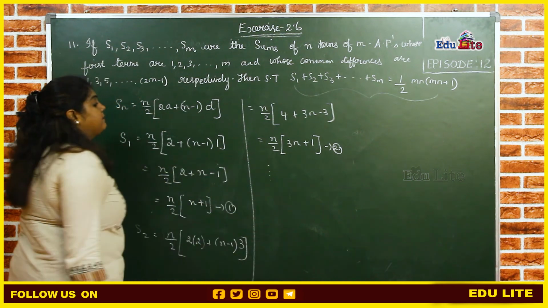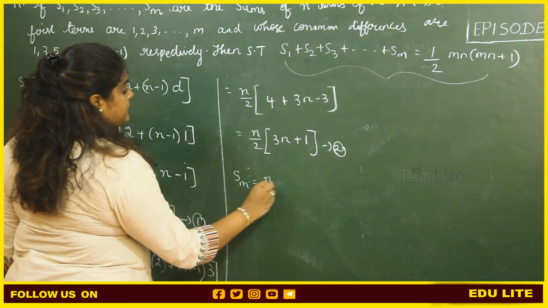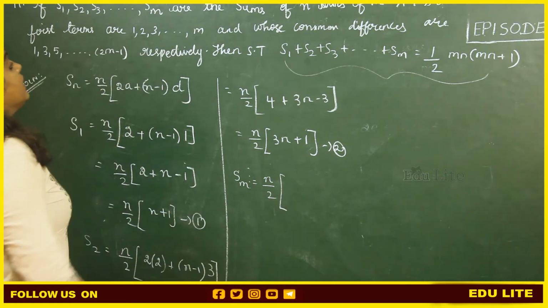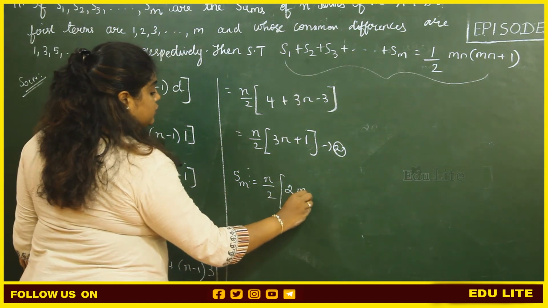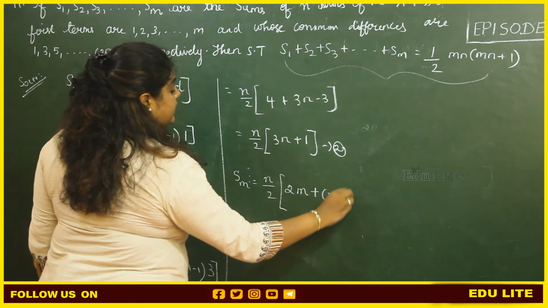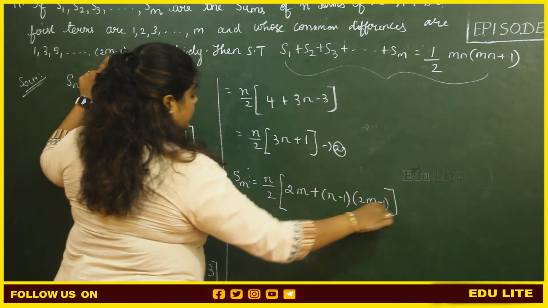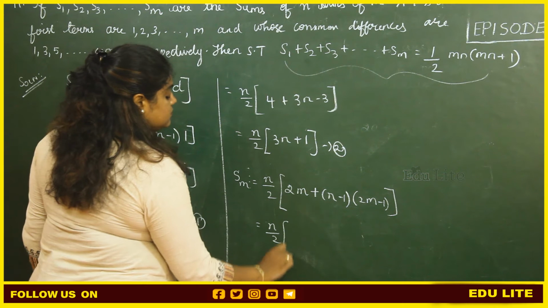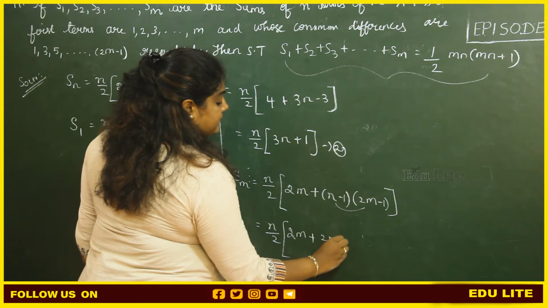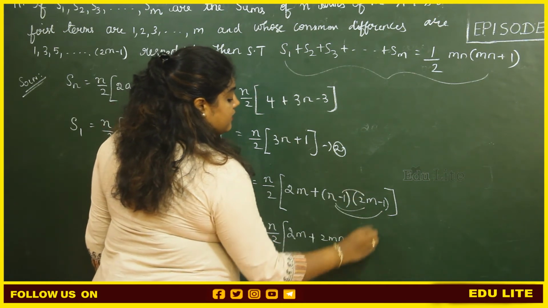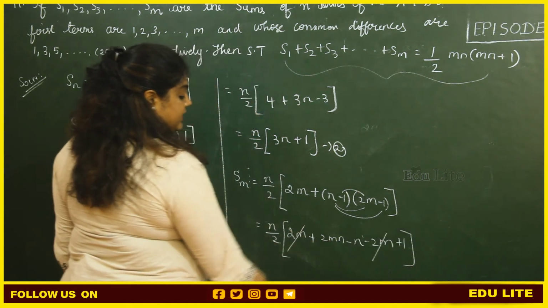If we follow the same manner, we can find Sm equals n by 2. For Sm, the first term is m. Therefore 2 into m, 2m plus n minus 1 into d, whose value is 2m minus 1. So n by 2 into 2m plus 2mn minus n minus 2m plus 1. Plus 2m minus 2m will get cancelled.